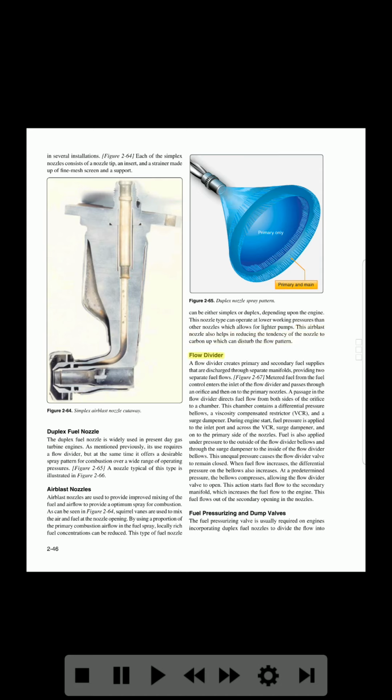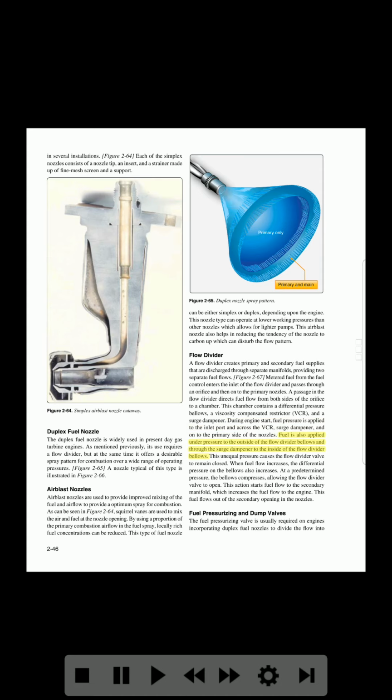Flow divider. A flow divider creates primary and secondary fuel supplies that are discharged through separate manifolds, providing two separate fuel flows. Figure 2-67. Metered fuel from the fuel control enters the inlet of the flow divider and passes through an orifice, and then onto the primary nozzles. A passage in the flow divider directs fuel flow from both sides of the orifice to a chamber. This chamber contains a differential pressure bellows, a viscosity compensated restrictor, VCR, and a surge dampener. During engine start, fuel pressure is applied to the inlet port, and across the VCR, surge dampener, and onto the primary side of the nozzles.